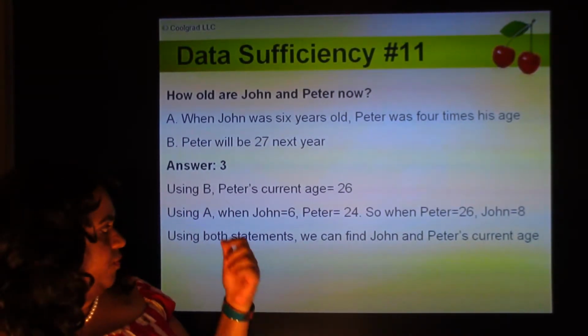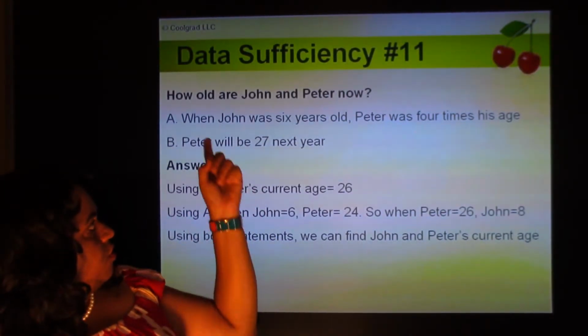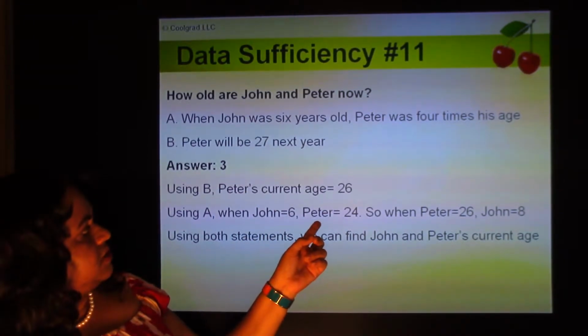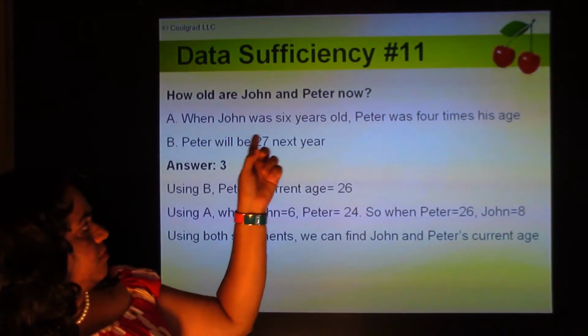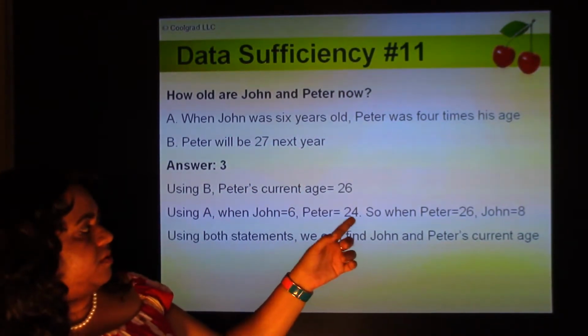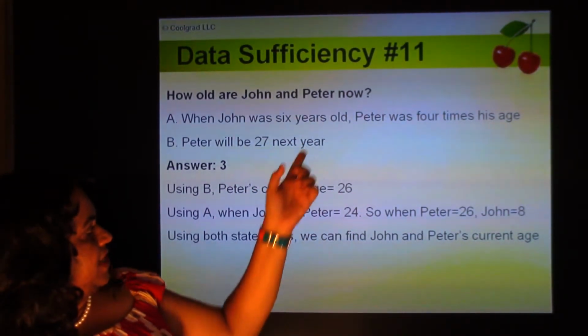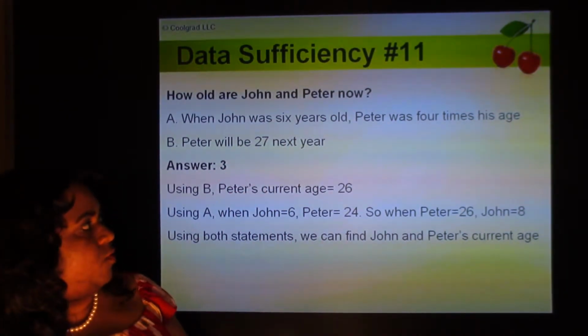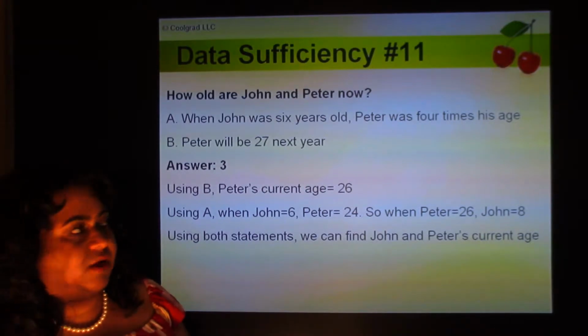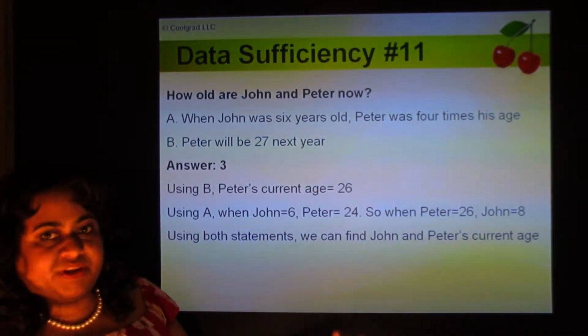Using statement A alone, when John was 6 years old, Peter was 4 times his age. So, Peter was 24. So, we got that. But using this statement A alone, we cannot solve the problem either, because we don't know how old Peter is now or how old John is now. So when was John 6 years old? How many years ago was that?